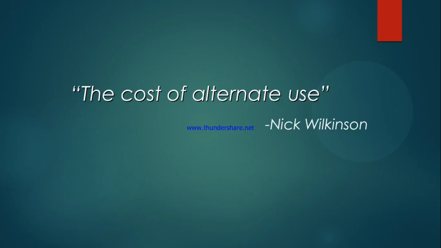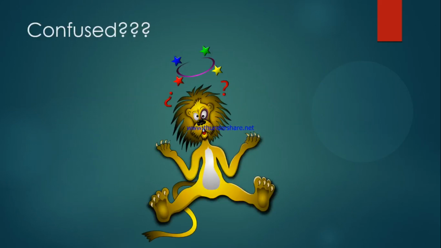According to Nick Wilkinson, transaction cost is the cost of alternate use. I think you all will be confused. What is he saying? Cost of alternative use? I think this guy is mad. Yes, you'll be saying like that. But just let me explain with an example.